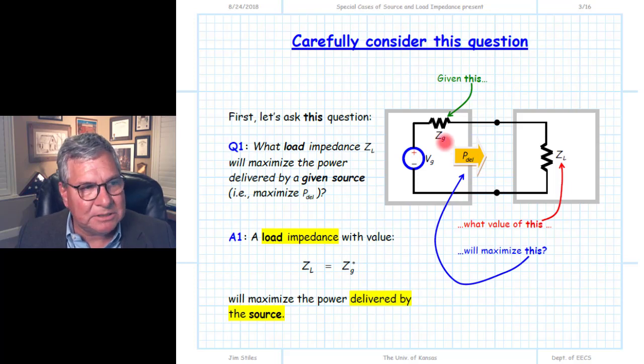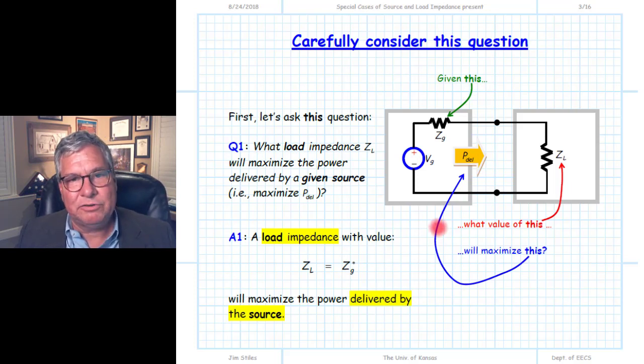So given a specific source, the question we're asking is, what should the value of the load be? The load is our variable. We can change the load. We're saying what load can we attach to this source in order for the power delivered to the source to be maximized. Given a source, what should we connect to it to maximize the delivered power? Now, by conservation of energy, maximizing the delivered power, of course, maximizes the absorbed power since they are the same. So we could recast the question as saying what value of ZL will maximize the power absorbed by ZL given a specific source.